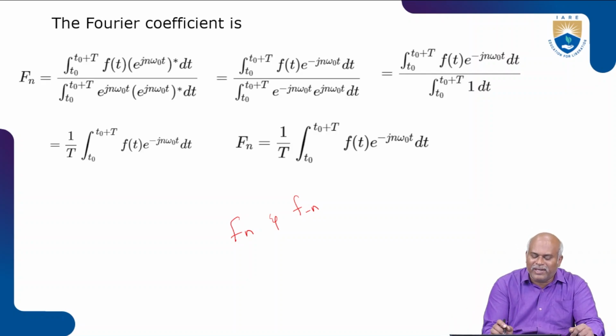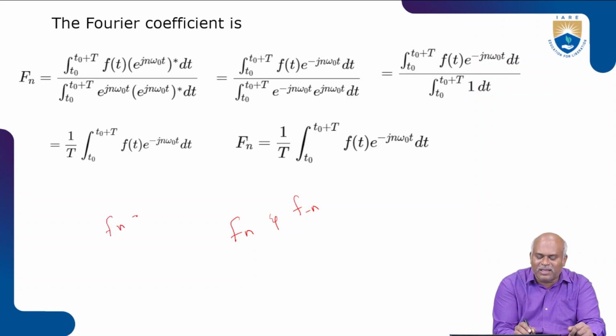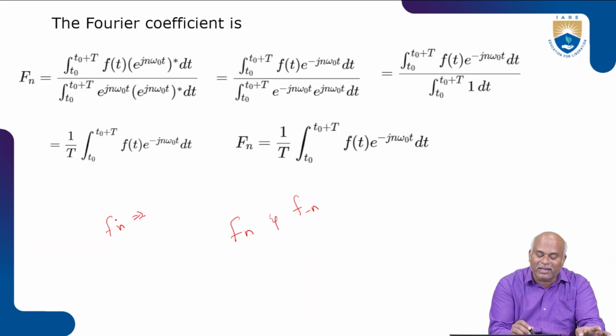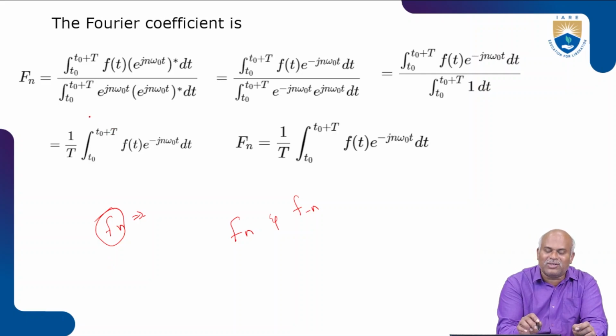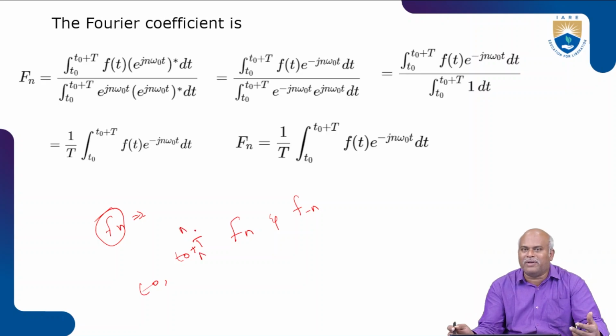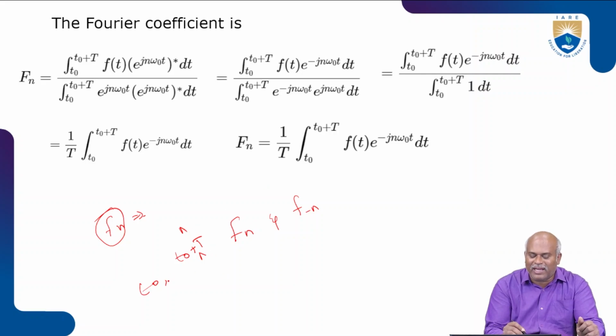Then if we need to find f of n, it is represented by the orthogonal set condition of magnitude value in the exponential Fourier series. We write the orthogonal condition as the integration from t0 to t0 plus T, our time interval of the signal. Here n represents how many periods we are using.